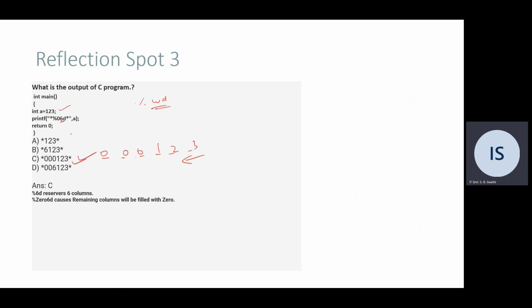Since the star is given, the star will be displayed. There is no relation between the star and this format specifier. It is given simply in the question. Okay. So this is the answer. If your answer is correct, go to the next slide. Otherwise, go through the video once again, students.